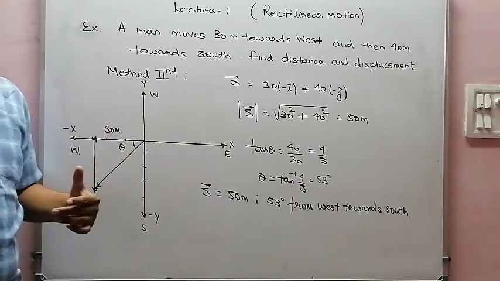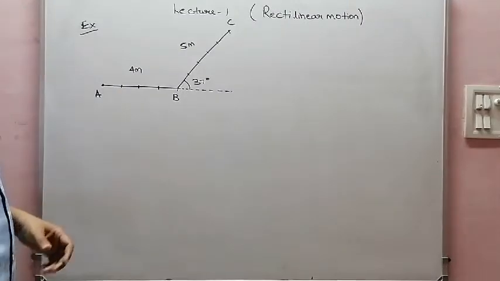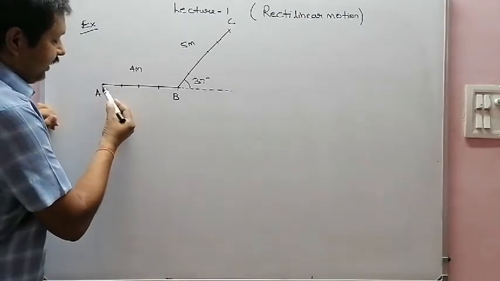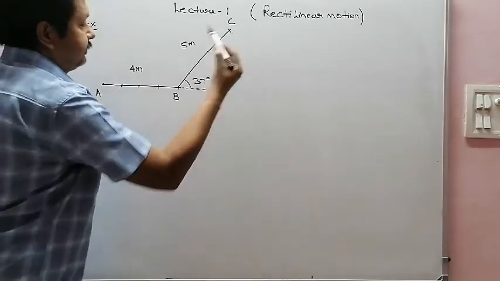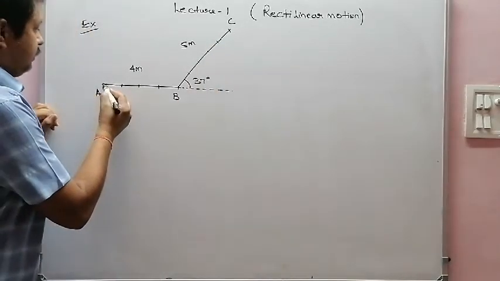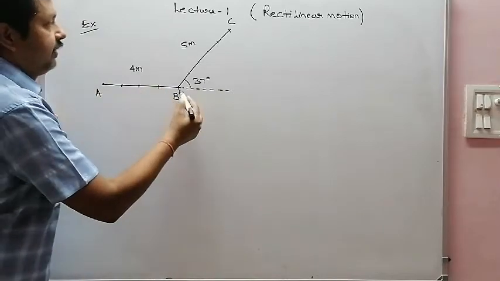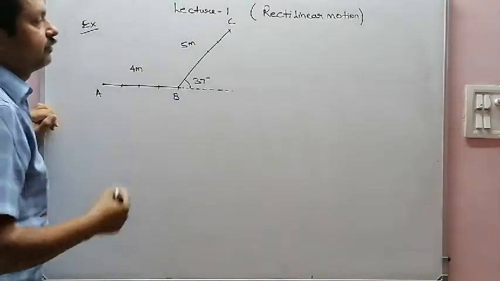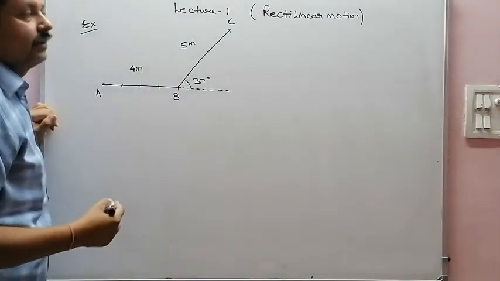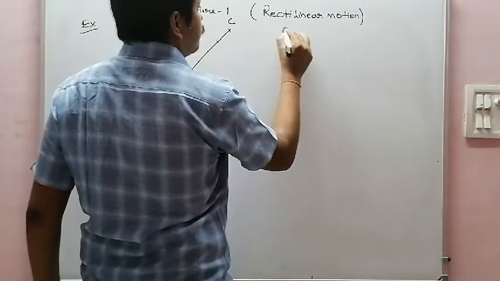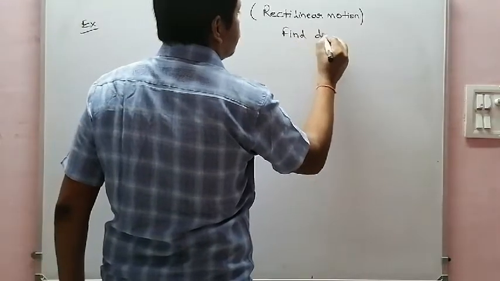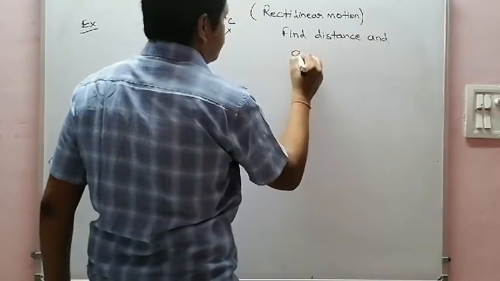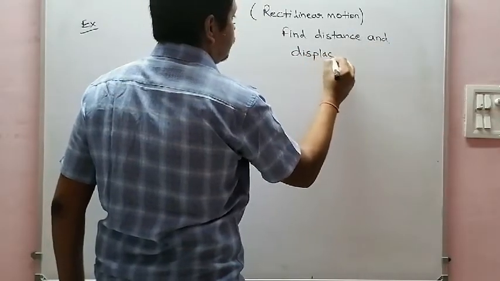Now let's take another example. Suppose a man moves from A to B and then B to C. A to B is 4 meter and B to C is 5 meter. We have to find distance and displacement.